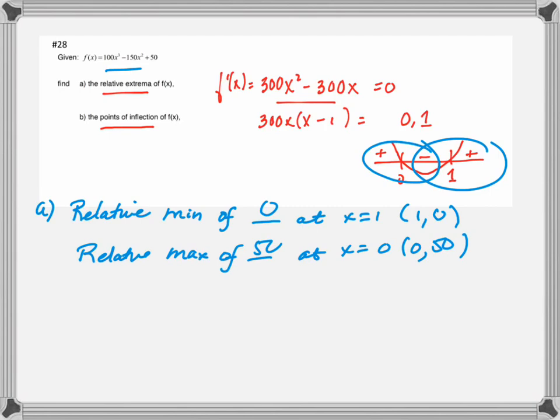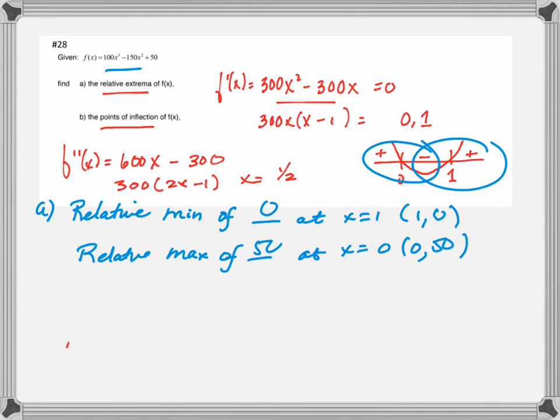So then go to B, you need the second derivative, so f prime prime of x is equal to 600x minus 300. So take out a 300 and you get 2x minus 1. So x is equal to 1/2. So you know you have a point of inflection at 1/2, but you have to substitute 1/2 back in.